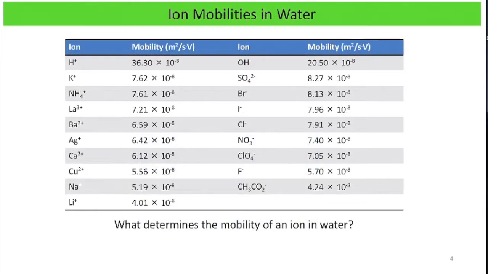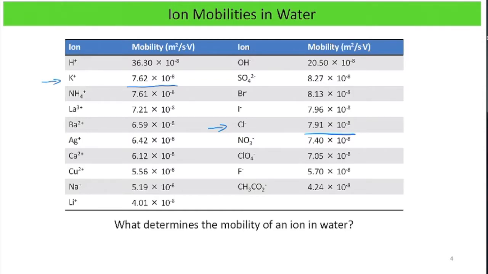So here's a table showing the different ion mobilities in water. If we look at potassium, which is here, and chloride, which is right here, you can see that their ion mobilities are pretty close together. They're not going to be the same, but they're fairly equal.